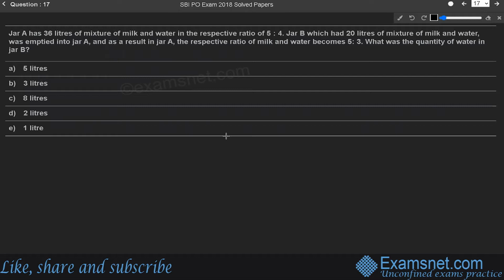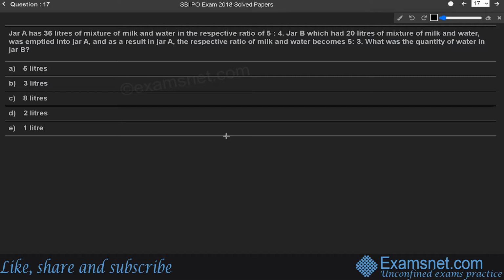Next question is, jar A has 36 liters of mixture of milk and water in the respective ratio of 5:4. Jar B, which had 20 liters of mixture of milk and water, was emptied into jar A. And as a result, in jar A, the respective ratio of milk and water becomes 5:3. What was the quantity of water in jar B?